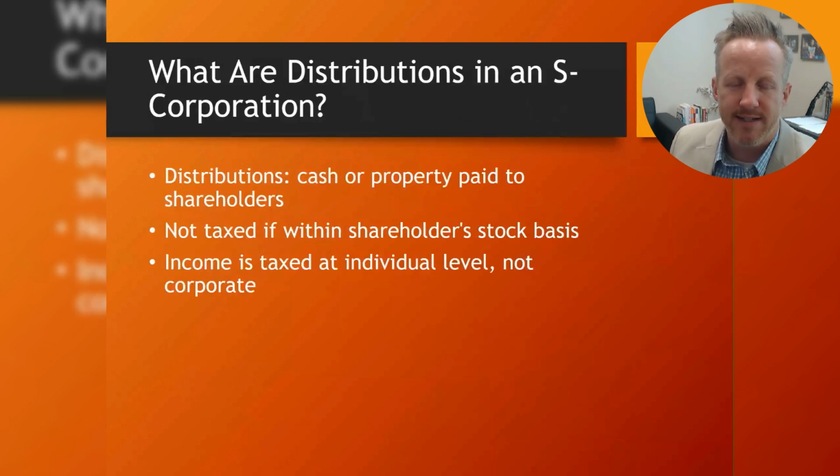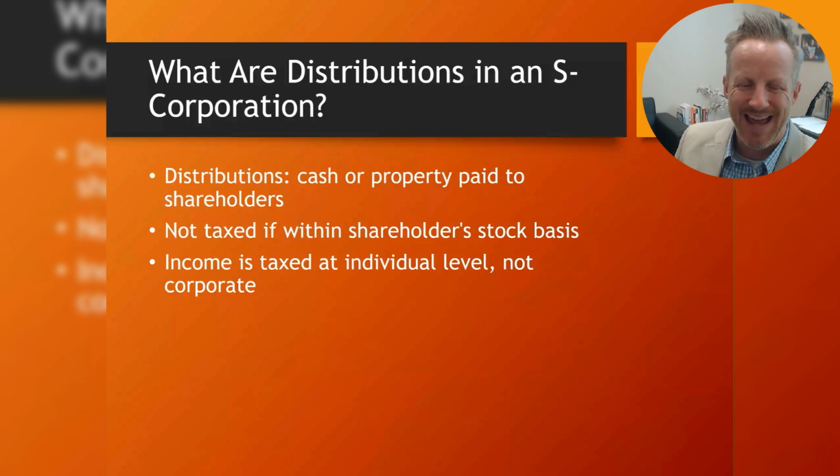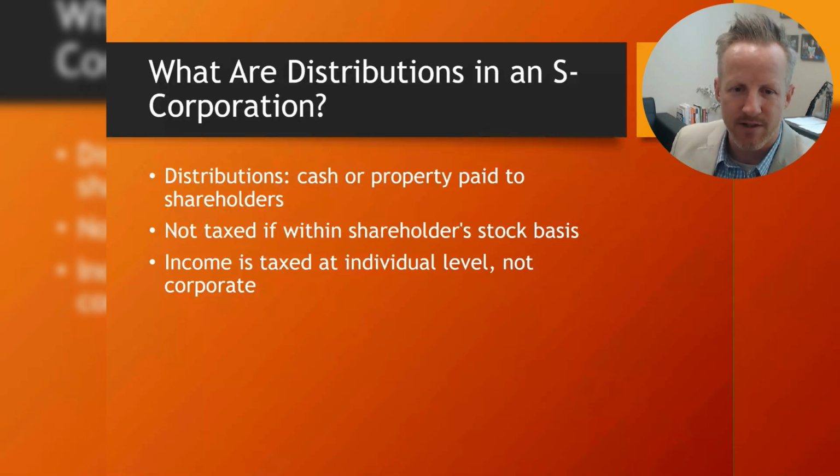What are distributions in an S corporation? Let me talk at a very basic level here. In the corporate world, you have two main types of corporations in the for-profit area. You've got C corporations and you have S corporations. C corporations are all the big ones on the S&P 500 or the Dow, all the name brands you've heard of.